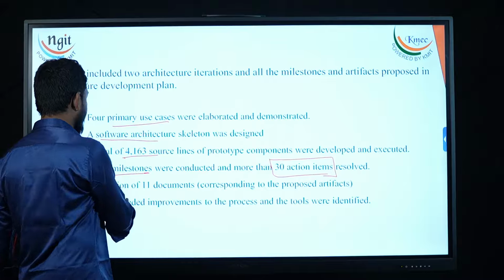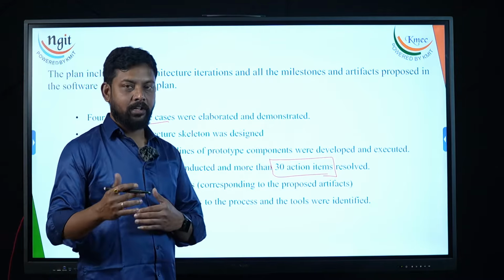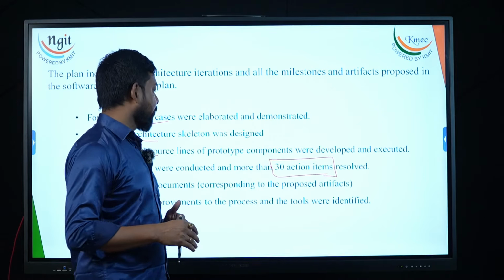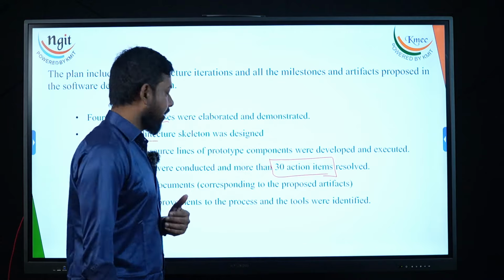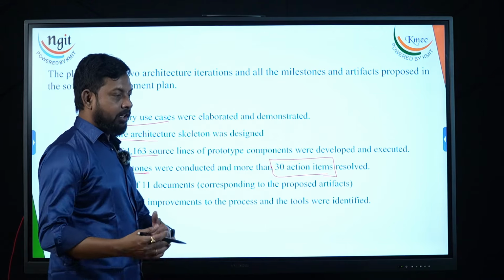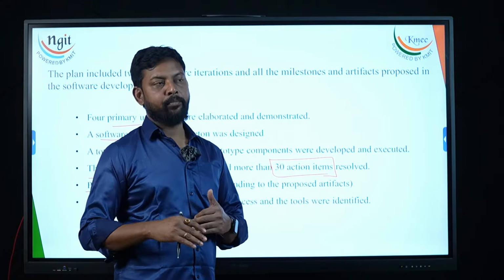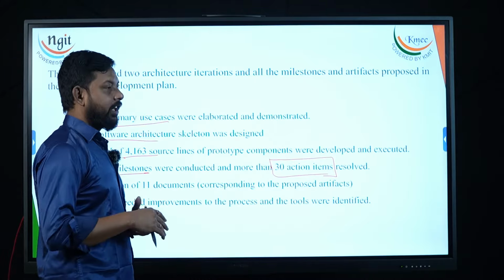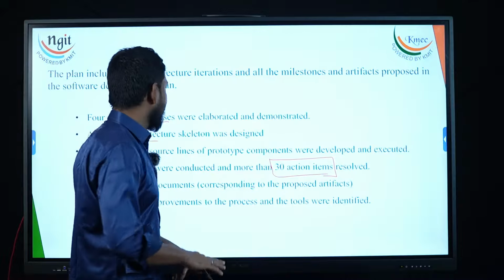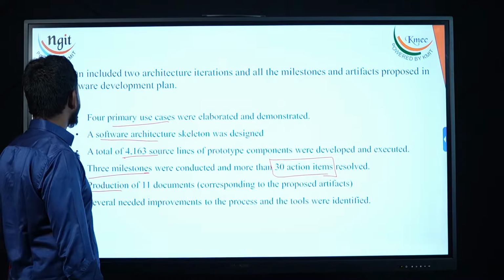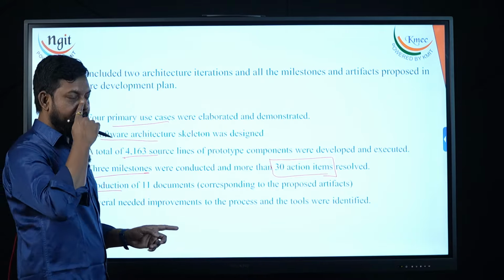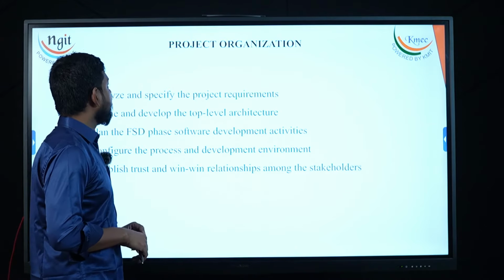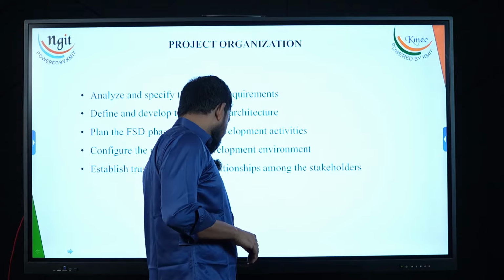And when you go with this production phase, around 11 clearly documented documents were proposed as per the proposed artifacts, and these were given at each and every review of your project. And depending on the requirement, several improvements were made to your project, and at the same time different tools were also used, and advanced tools were also identified in this particular project development. So these are the different plans that were included in these 2 architectures we have discussed as your CD and FSD, right? Okay. So what is the use of this particular project here?